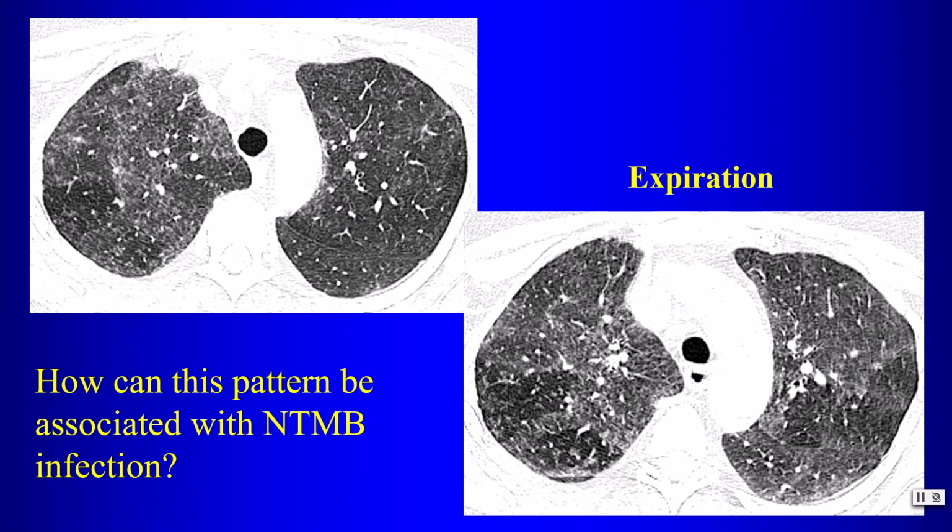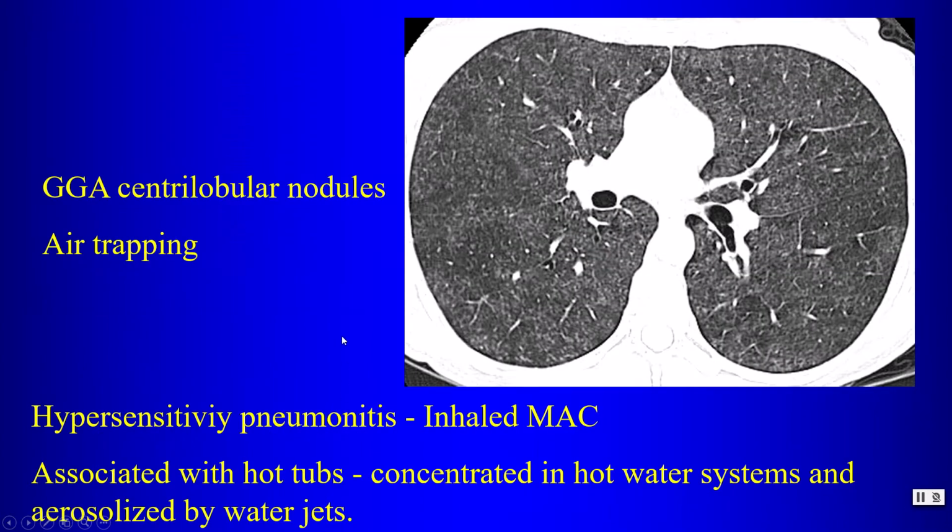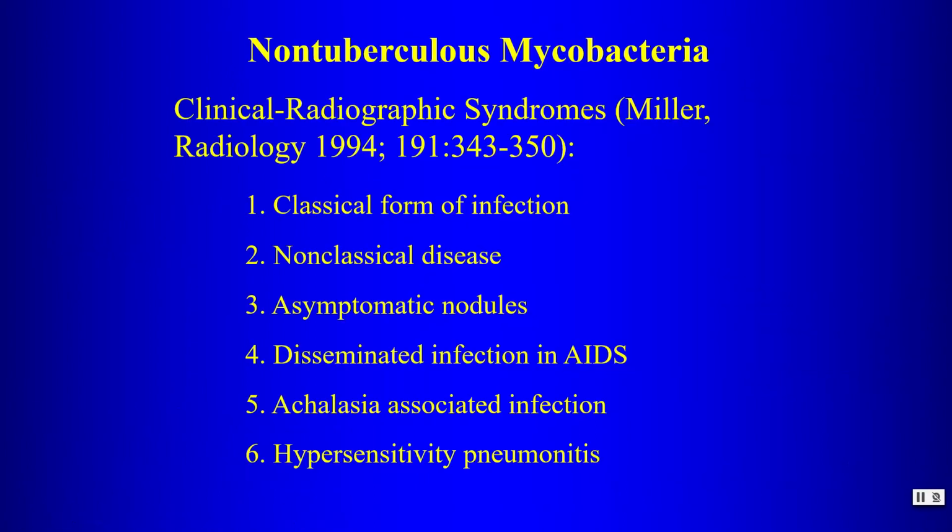but how can this be associated with atypical mycobacterial infections? Well, this is the so-called hot tub lung, where these patients develop these centrilobular ground glass opacities representing a hypersensitivity pneumonitis reaction to these inhaled organisms that grow within the water within the hot tub, and the aerosolized jets allow the organism to penetrate into the lung tissue. It's usually inhaled MAC, and so these patients can develop a hypersensitivity pneumonitis-like reaction.